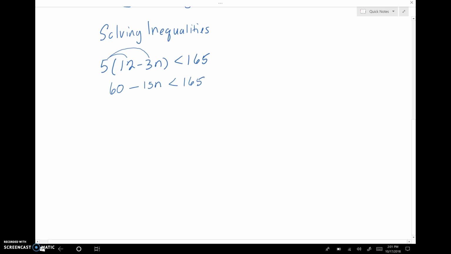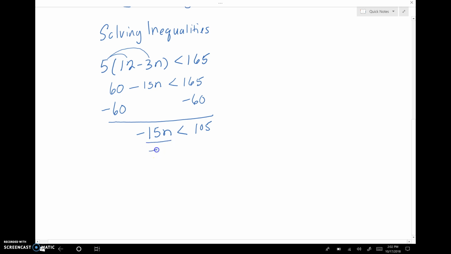Since we want to solve for n in this inequality, we're going to have to subtract 60 from both sides of the inequality, and we're left with negative 15n is less than 165 minus 60, which gives us 105.